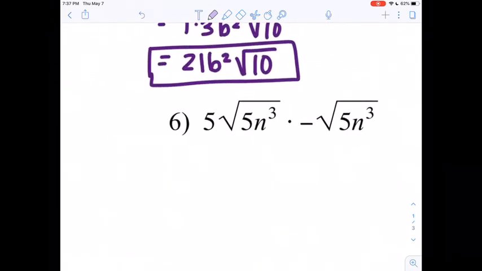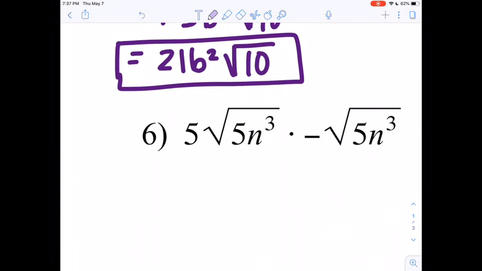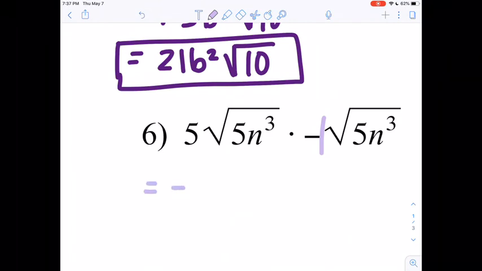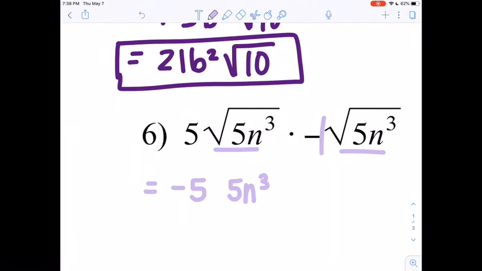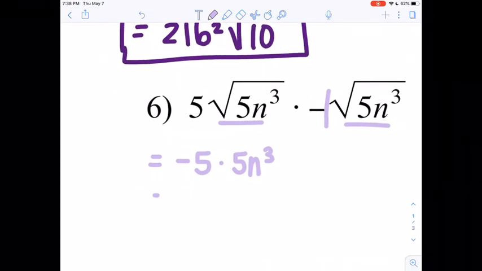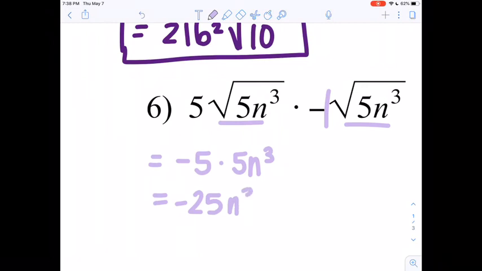Okay, number 6. So I'm going to show you the long way, and I'm going to show you the shortcut. So multiply your outside numbers. 5 times negative 1, that's negative 5. And then notice that these are exactly the same. Remember I said if you multiply a square root by the same exact square root, you're left with what's on the inside, but without the square root. So it's going to be 5n root 3. Well, then you think, what do I have to do with that negative 5? Well, you're just going to multiply it, and I get negative 25n root 3.